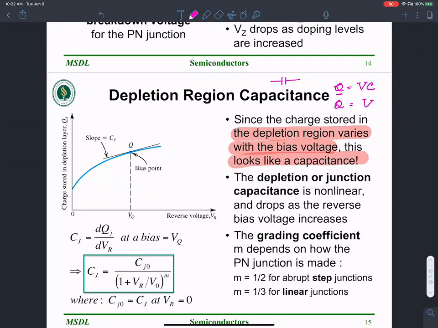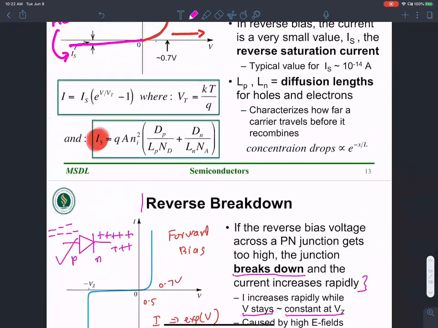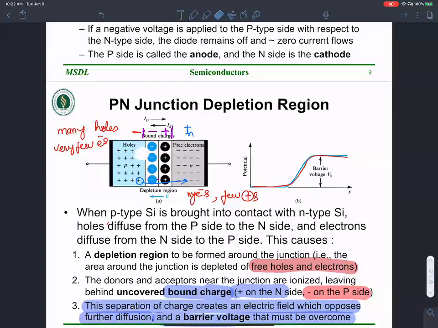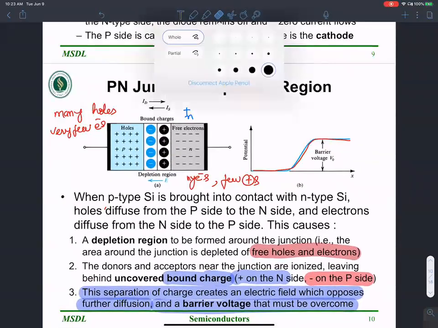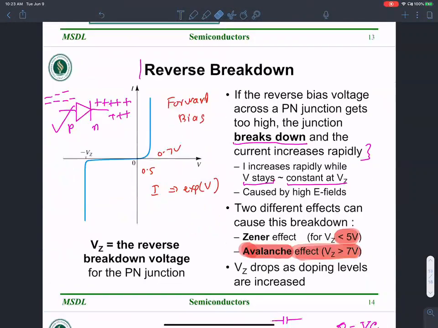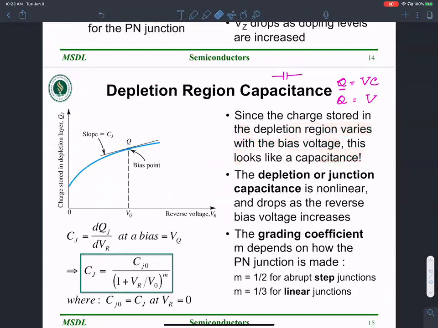A parallel plate capacitance. If you think about it, the depletion region charge here also increases as you increase the voltage. The built-in voltage, the amount of potential barrier, also increases. The amount of charge also increases as you increase the voltage. Since the charge stored in the depletion region varies with the applied bias voltage, that is exactly the phenomenon similar to capacitance. If I increase the bias voltage, that increases the charge stored in the depletion region. So Q is proportional to V. The operation is pretty similar to a capacitance.